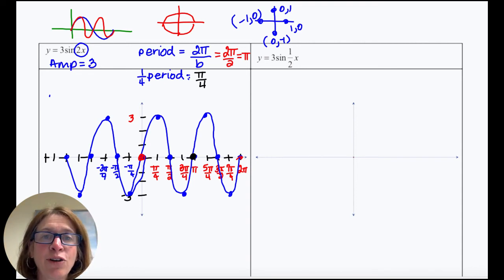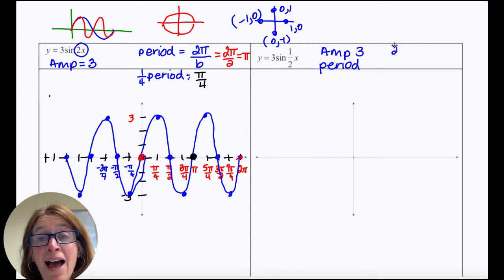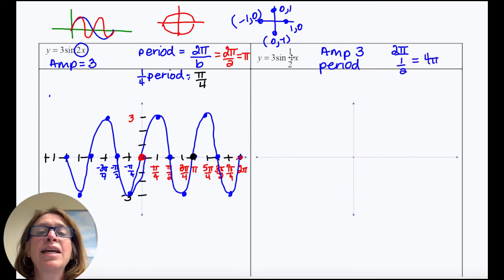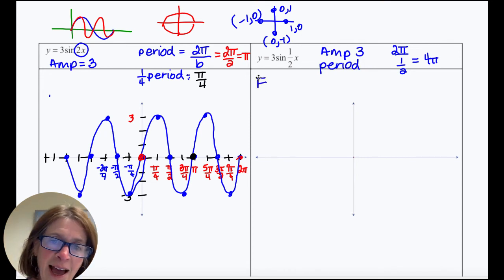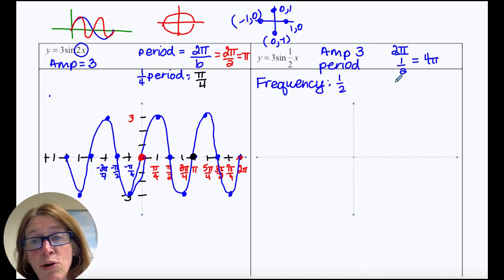Same idea. First, identify your amplitude. So my amplitude would be 3. My new period, again, would be 2 pi over a half, which would mean 4 pi. So this graph's going to get stretched out. And so my frequency is a half. So that means half the graph is going to take place in 2 pi. All right, so let's get my quarter period. So my quarter period would be pi.